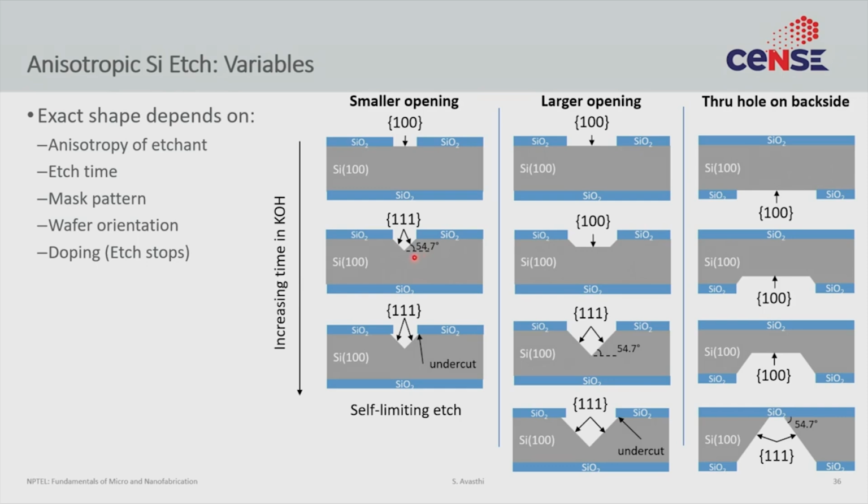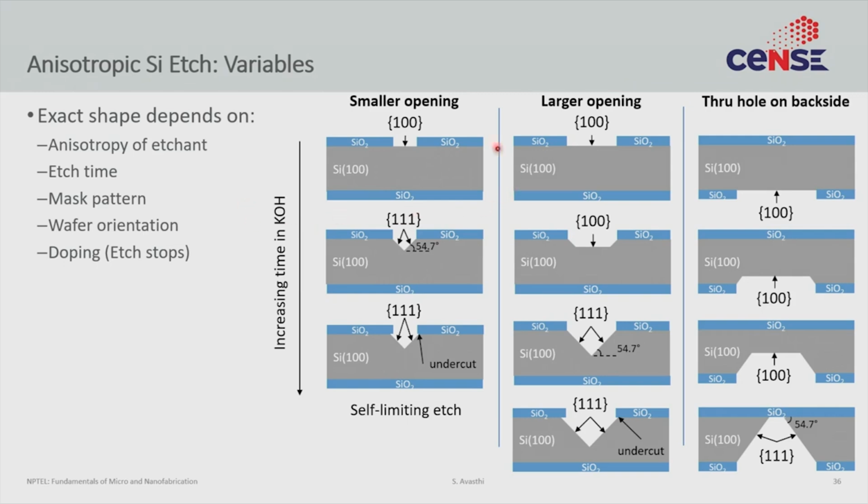What shape you actually get depends, of course, on the anisotropy of the agent, TMAH versus silicon KOH versus HNA, but also on the etch time, mask pattern, wafer orientation, and etch stops. Now, these last four are not obvious, and through examples I would like to highlight each of these. Let us first take the concept of the etching time.